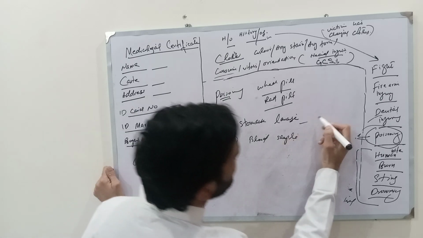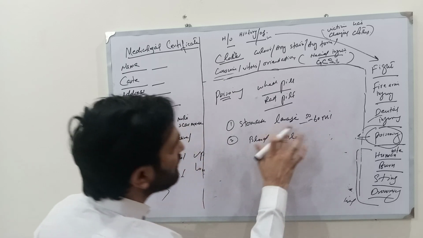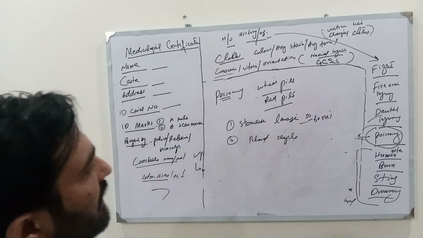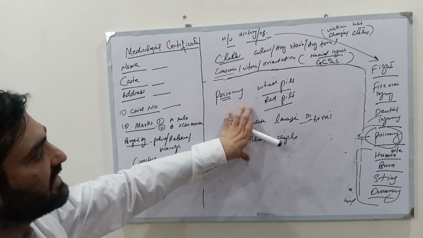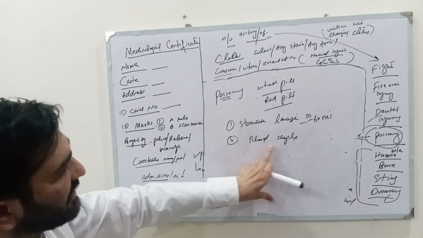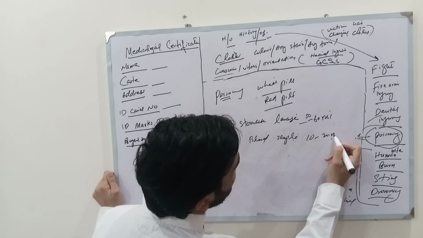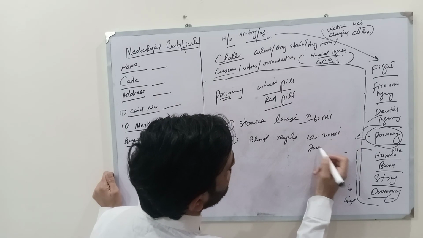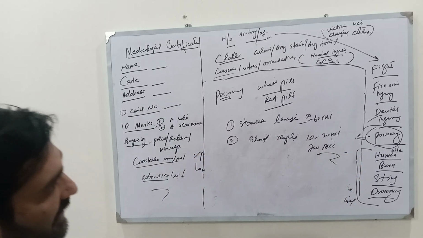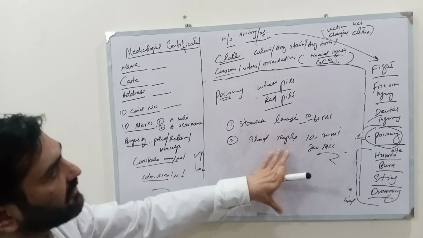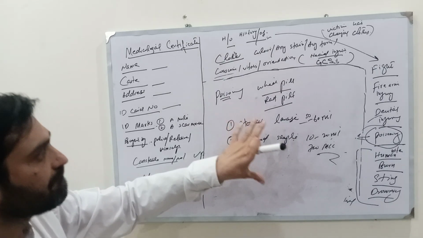About 50 to 60 ml of stomach lavage is necessary for medico-legal work in cases where poisoning occurs. Another sample is blood sample. About 10 to 20 ml is enough for medico-legal work. So these two samples are very important in poisoning, either wheat pill poisoning, rat pill poisoning, or any other.